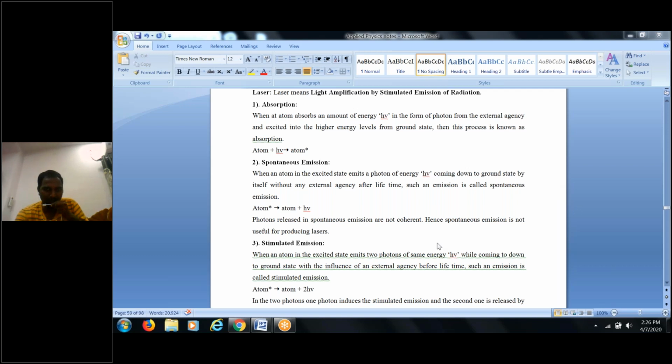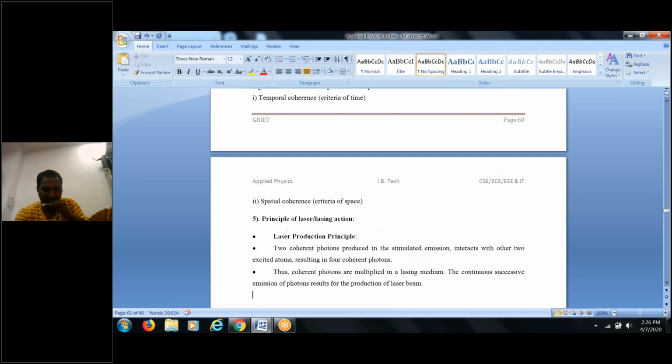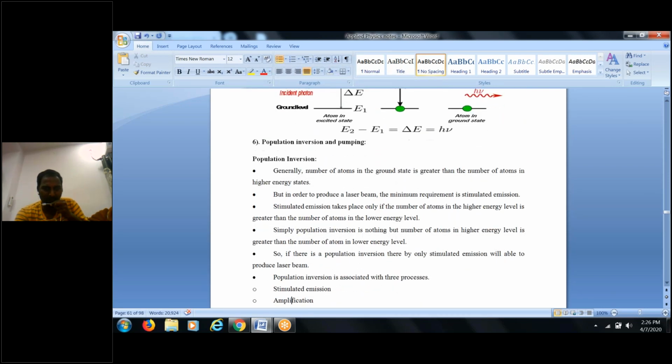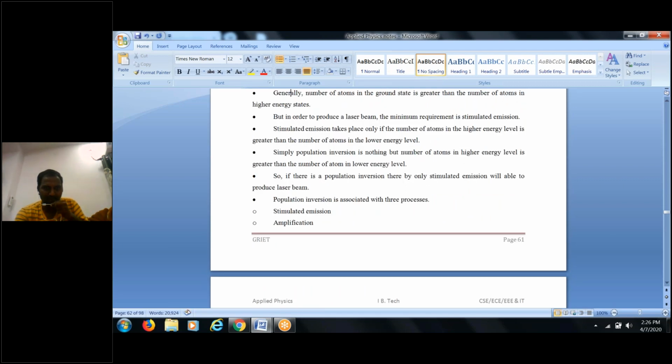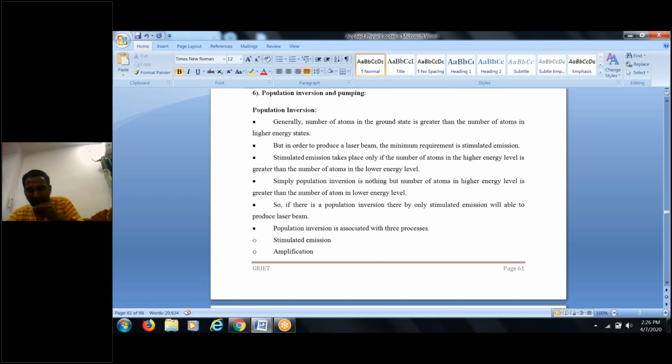Okay, I'm going to the next topic, which is the concept of population inversion and pumping. What is meant by population inversion, and what is the requirement of population inversion? Observe the word population. What is meant by population? For example, what is the population of our class? Let us say 60. Now, what is the population of our online class, which is going on now? Let's say 90. What is the population of Telangana state? Let us say 4 crores or 5 crores, like that.